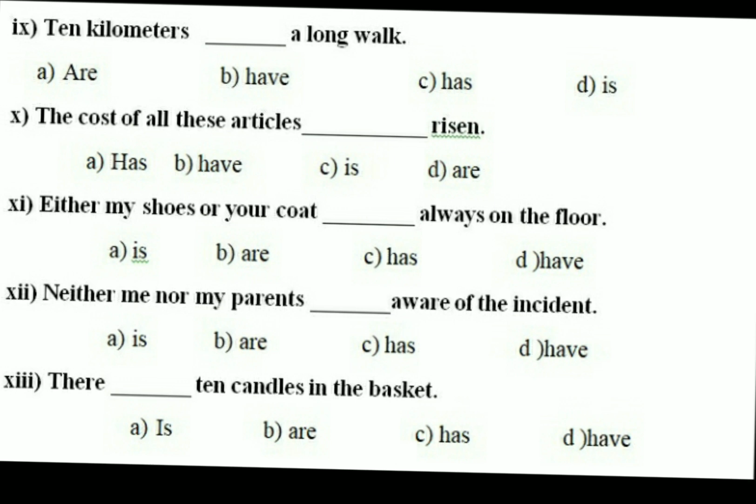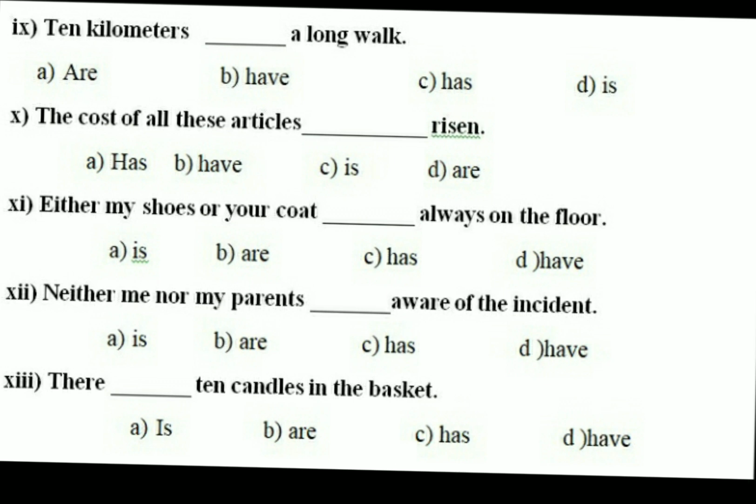Next sentence, either my shoes or your coat dash always on the floor. So the options here are is, are, has, and have. And the correct verb is is. So the sentence would be either my shoes or your coat is always on the floor.